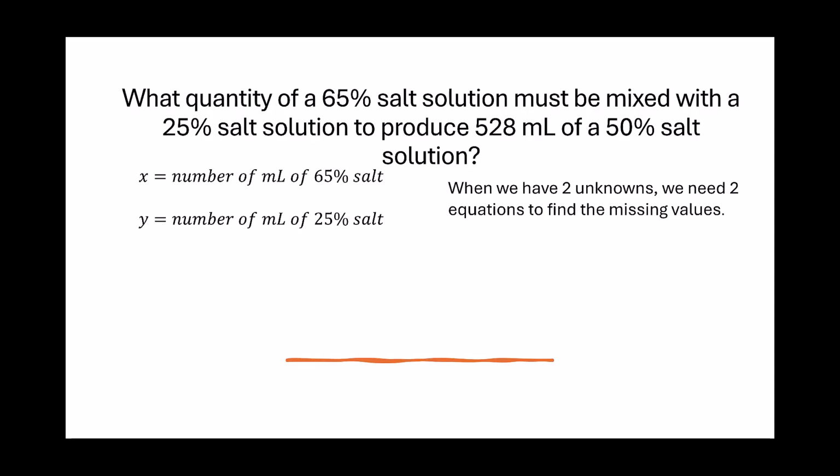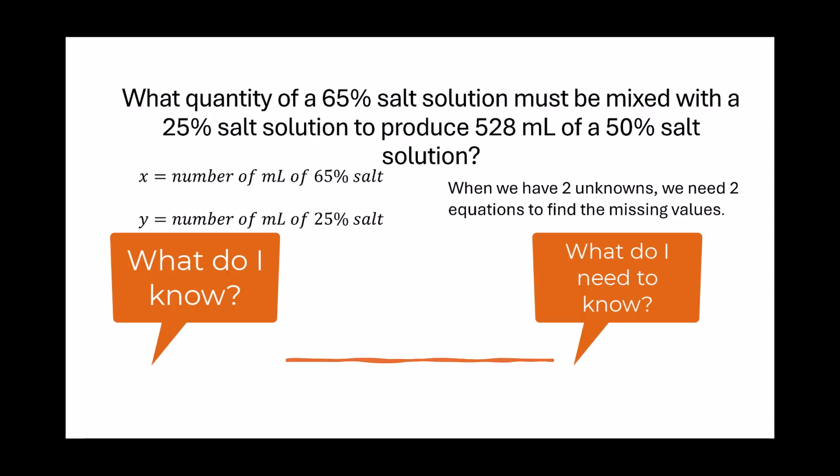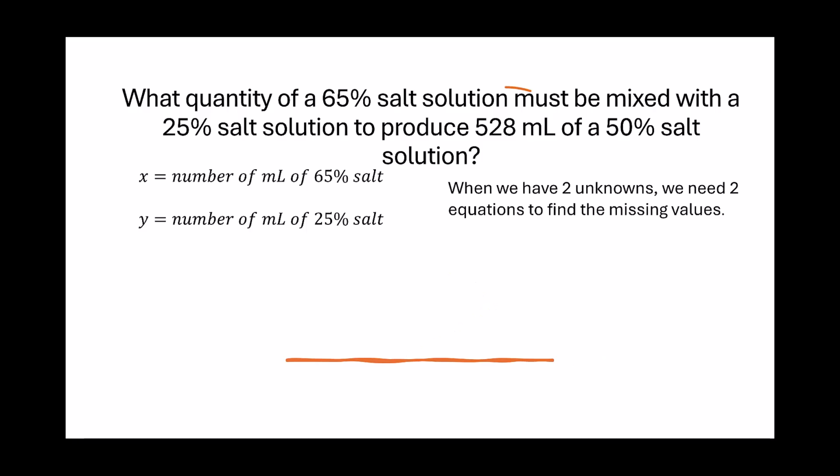When I look at a word problem, I ask myself the question of what do I know, what do I need to know, and how are these things connected? When I look at what I know, I notice that I'm trying to produce 528 milliliters of the combined solution. That means that when I add x and y, I should have 528.